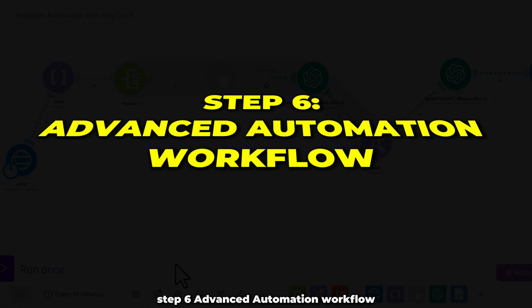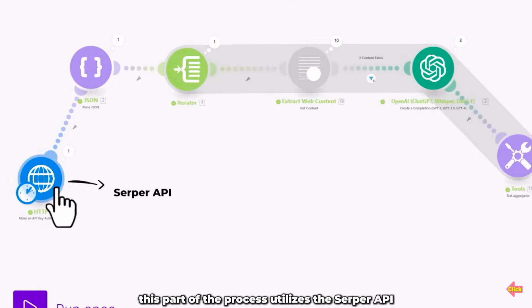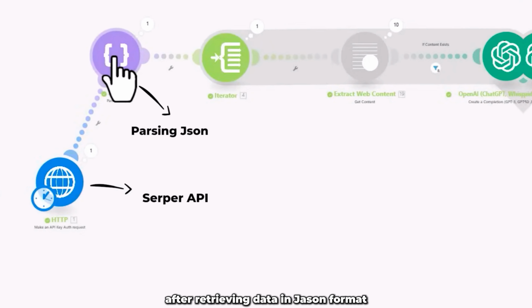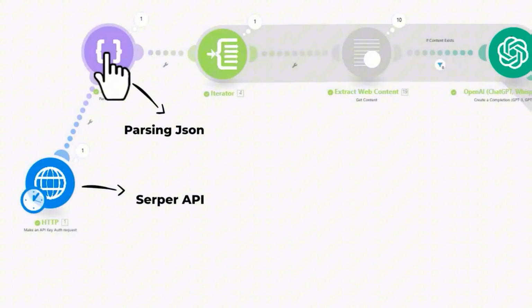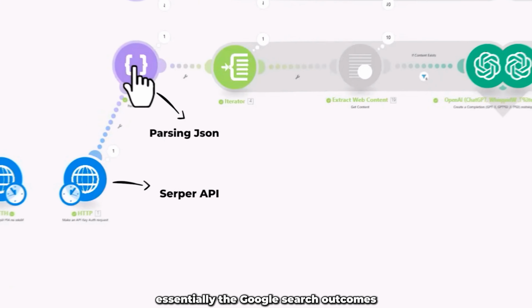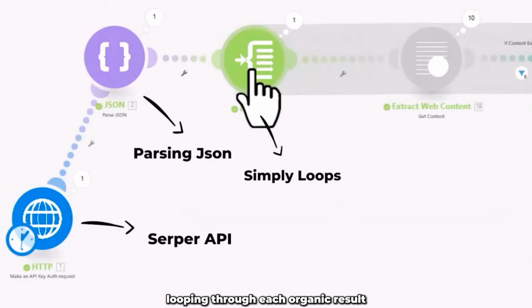Step 6. Advanced Automation Workflow. This part of the process utilizes the Serper API to search Google for results via HTTP requests. After retrieving data in JSON format, we parse it using a JSON module to extract organic results, essentially, the Google search outcomes. This is where the iterator comes into play, looping through each organic result.